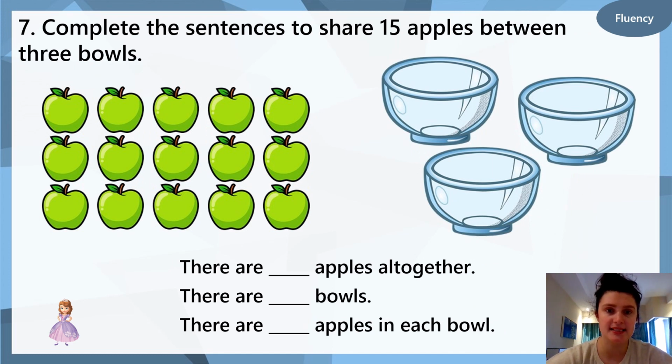Question 7. Complete the sentences to share 15 apples between 3 bowls. So we know from the question that we have 15 apples and we have 3 bowls. So these first 2 questions are going to be very easy. There are apples altogether. We know that from the question. And there are bowls. We know that from the question too. So you can fill out those 2 answers now. When you're finished, take your counters, count out 15 of them and share them into 3 equal groups. How many will be in each group? Pause now while you finish the question.